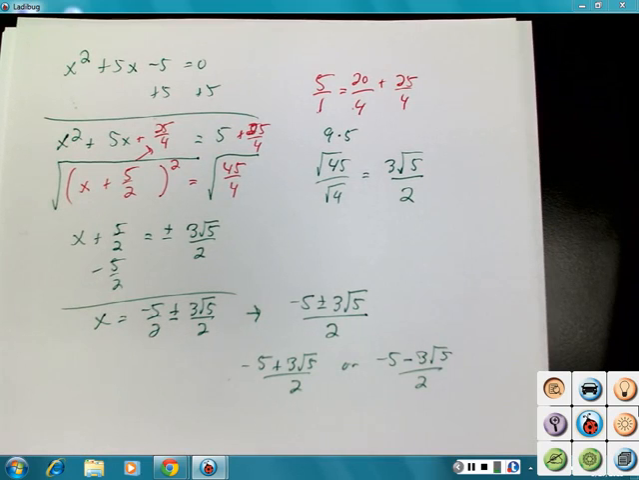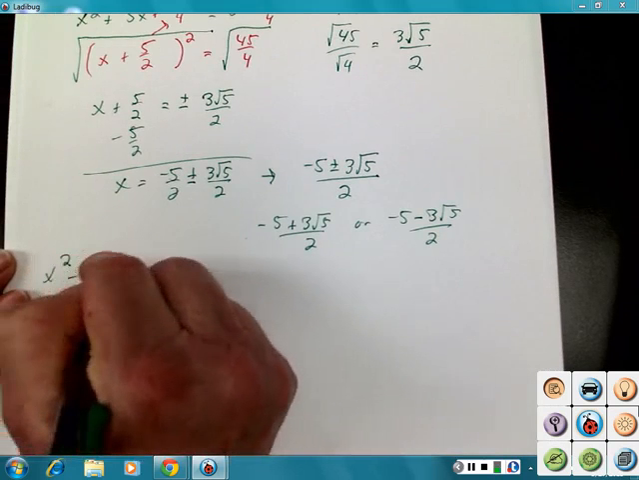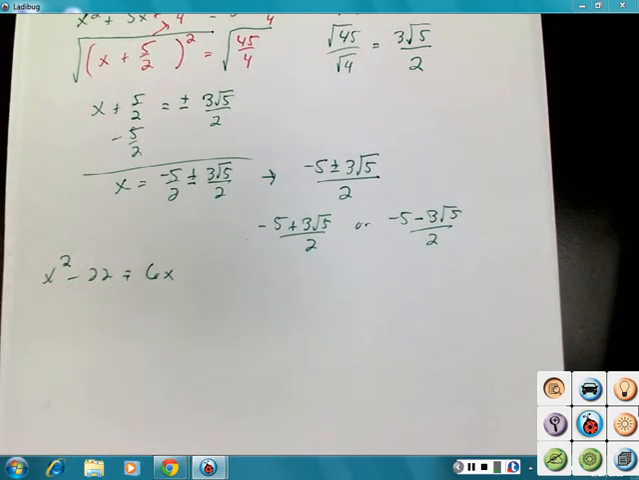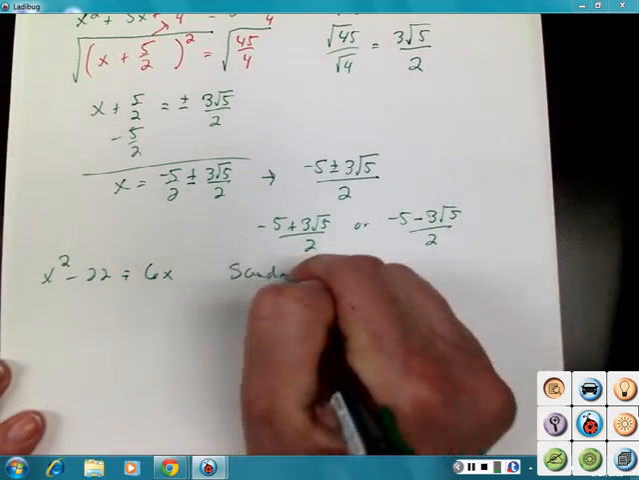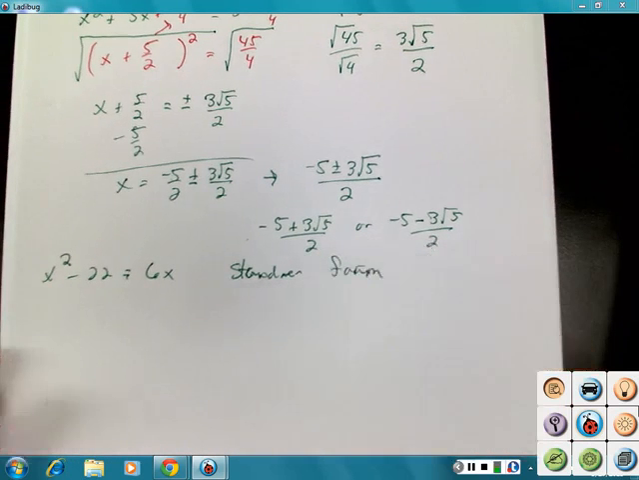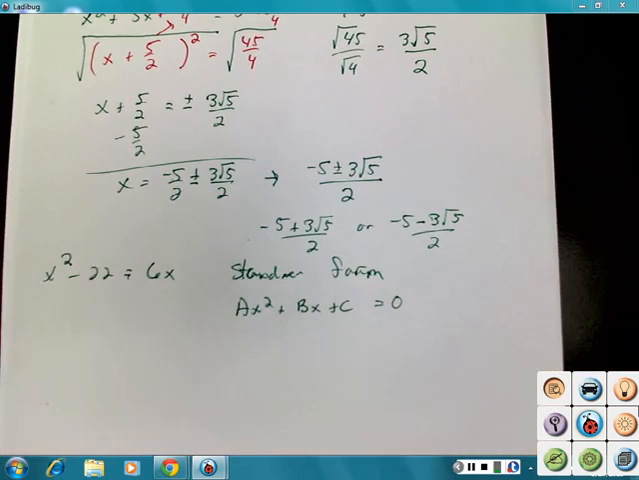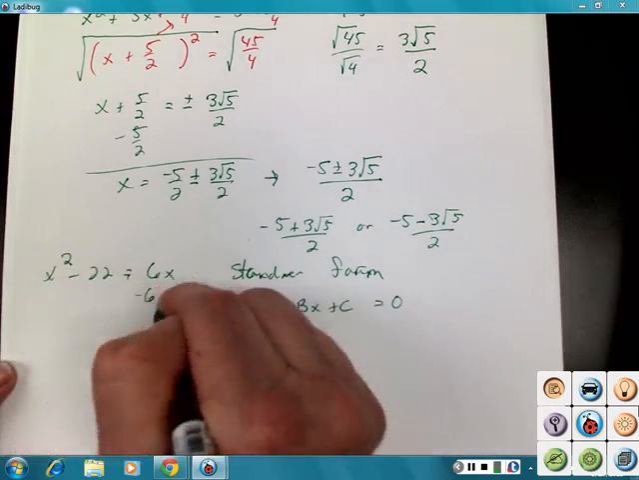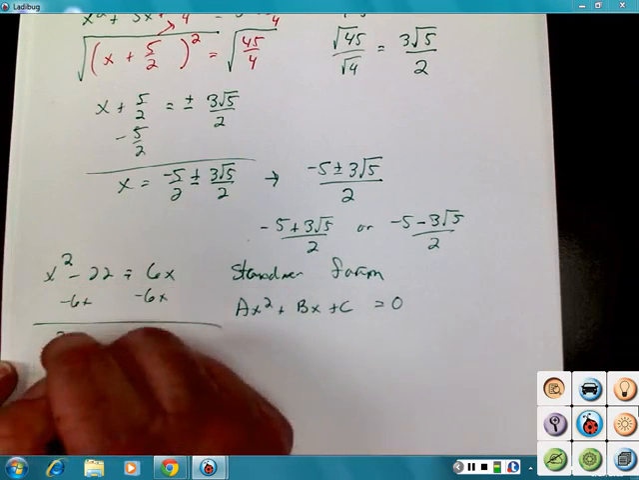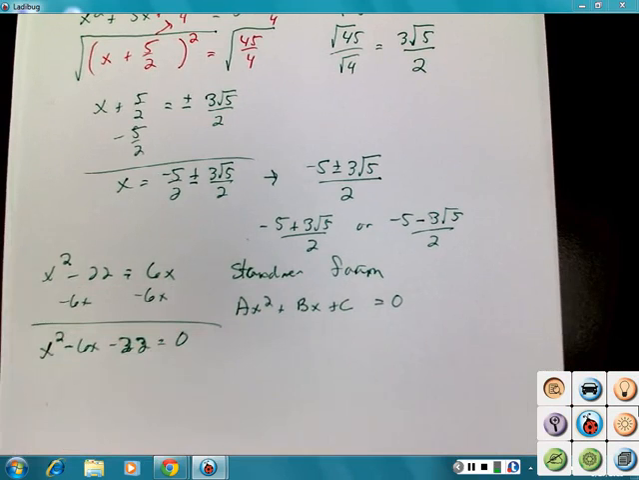Now, sometimes they give you things that look like x squared minus 22 equals 6x. Well, my problem with this is it's not set up into what's called standard form. And standard form is when you have ax squared plus bx plus c is equal to 0. So if you're going to work with it, you need to get it in that format. So that means I need to actually subtract 6x from both sides, so that everything is on the same side, to start with.